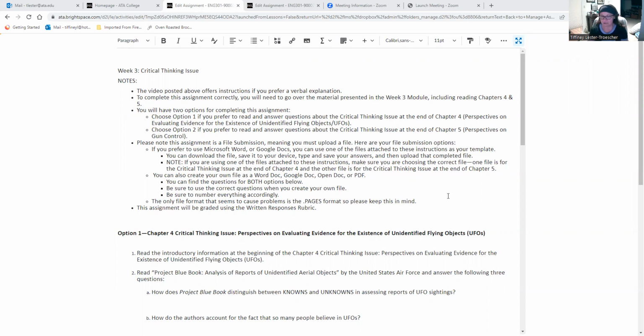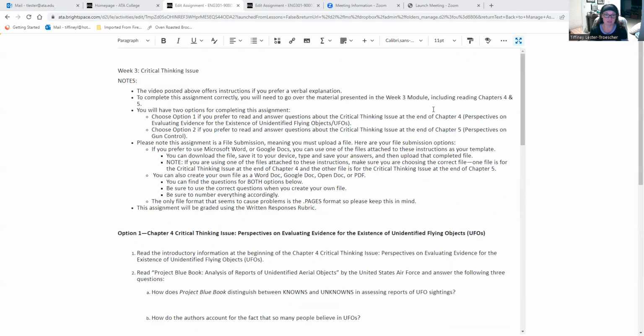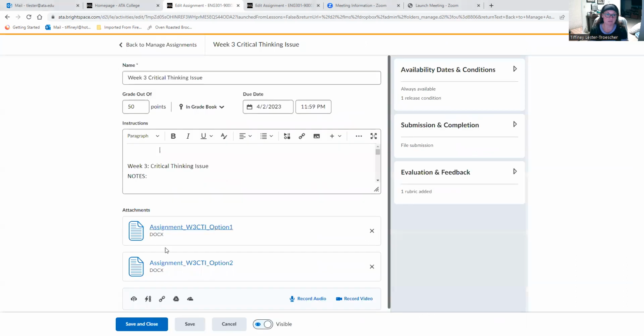And then when you are ready to work on the assignment, I've got all of the questions for both options here in the assignment instruction area, but also you'll see both of these documents attached to the instruction area. So obviously this one is if you want to do the one on UFOs, which is week 3 critical thinking issue option 1. That's the one on unidentified flying objects at the end of chapter 4. If you want to do the other one, that would be option 2, the one on gun control at the end of chapter 5, right?